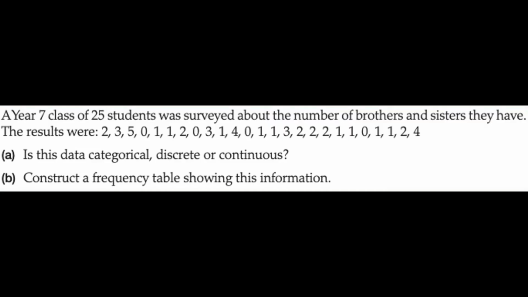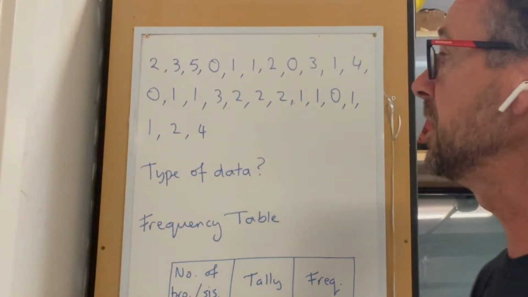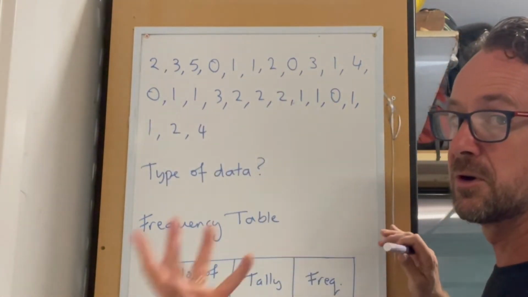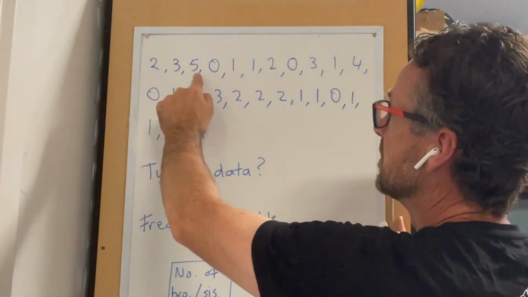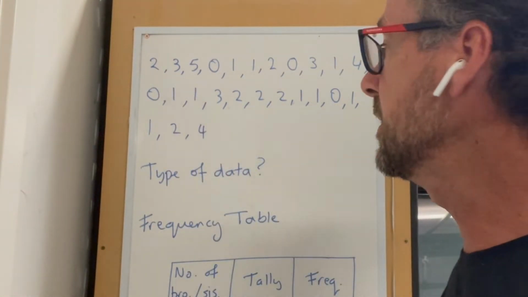Okay, so let's look at a set of data. In this case, this is from a Year 7 class of 25 students, and these students were all asked how many brothers and sisters they had, so how many siblings. You can see here that some students have got no siblings, in other words, they're an only child. Some of them have got up to 5 siblings, which means they're a family of 6 children.